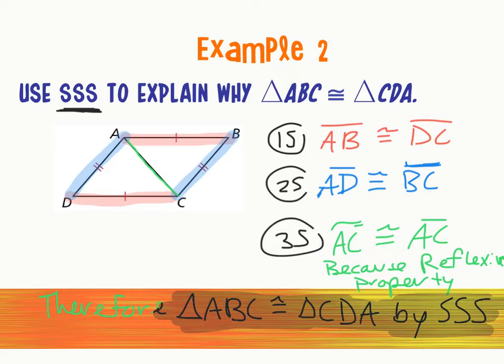So triangle ABC is congruent to triangle CDA by side, side, side. So we have 1 side, 2 sides, 3 pairs of sides. That shows us that these 2 triangles are congruent to each other.